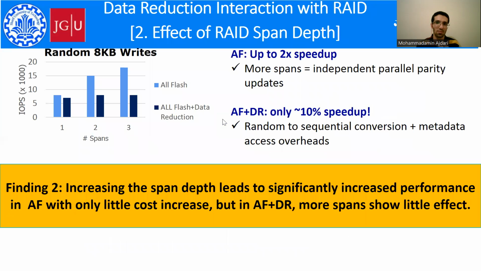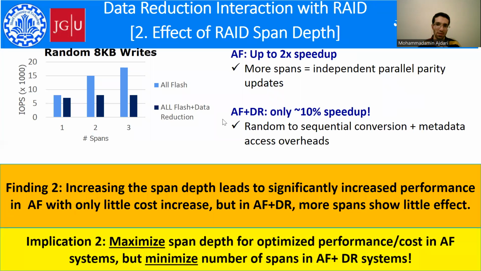In this slide, we can see the performance result of the baseline all-flash versus all-flash plus data reduction under a random access small write workload. We observe that increasing the number of spans almost linearly increases the performance in the baseline due to more parallel opportunities of parity updates and lookups. However, data reduction converts random accesses to sequential block allocation, and with additional metadata overheads, resulting in overall negligible performance change with span increase.